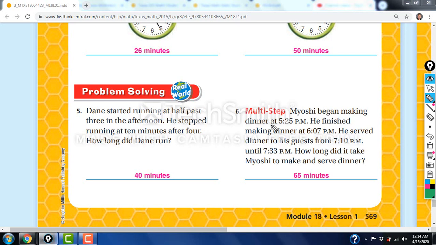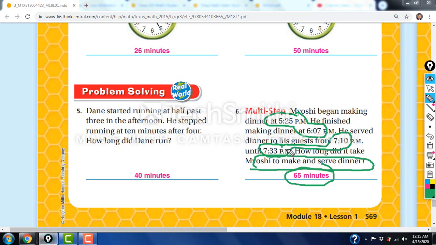Ayoshi began making dinner at 5:25. He finished making dinner at 6:07. He served dinner to his guests from 7:10 until 7:33. How long did it take Ayoshi to make and serve dinner? So now you get the two elapsed times for these, the one to make the dinner and the one to serve the dinner. You have to get the elapsed time from this one, and then add it to the elapsed time of this one. And you get 65 minutes total.